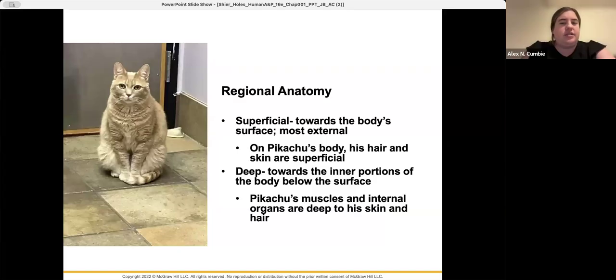So let's continue just a little bit more. I wanted to add in superficial and deep that we have not gone through, because we've gone through a lot of regional anatomy. Here's Pikachu again. Hopefully the regional anatomy hasn't been too scary. I know it's a lot of terms.